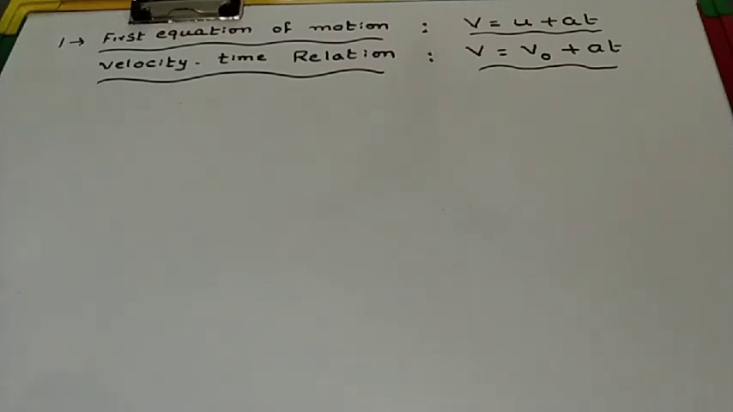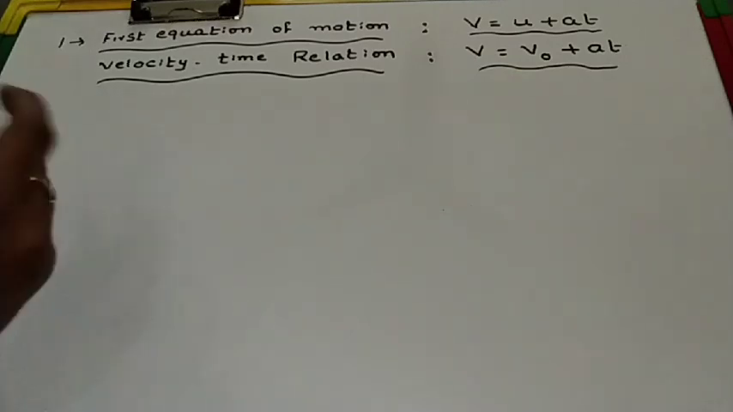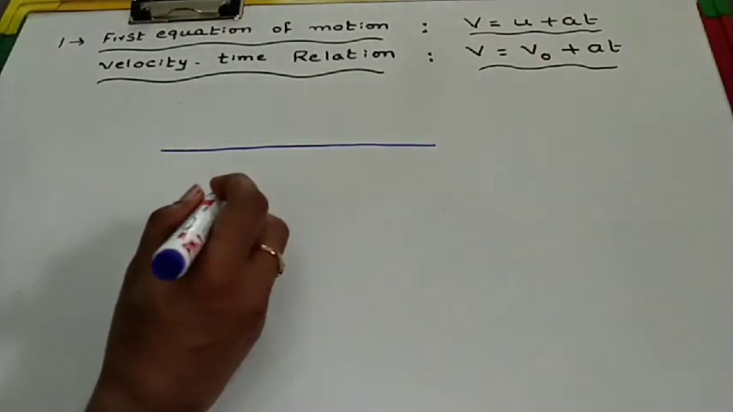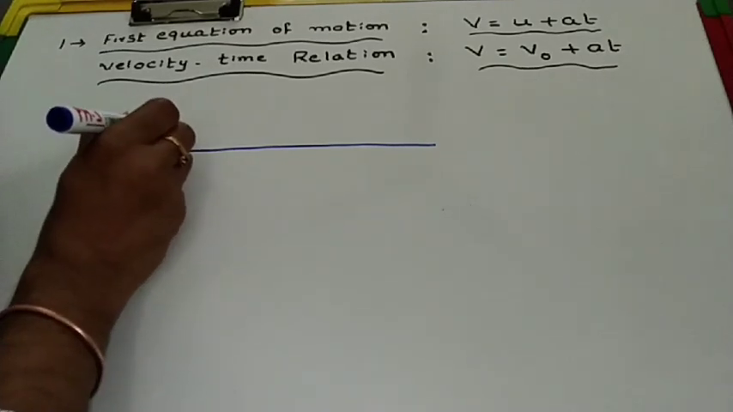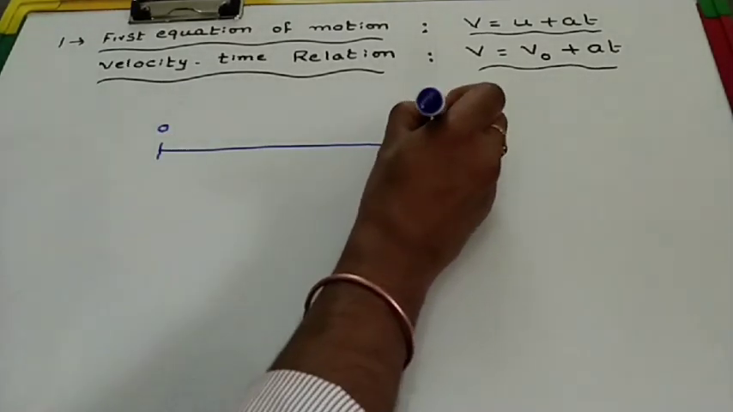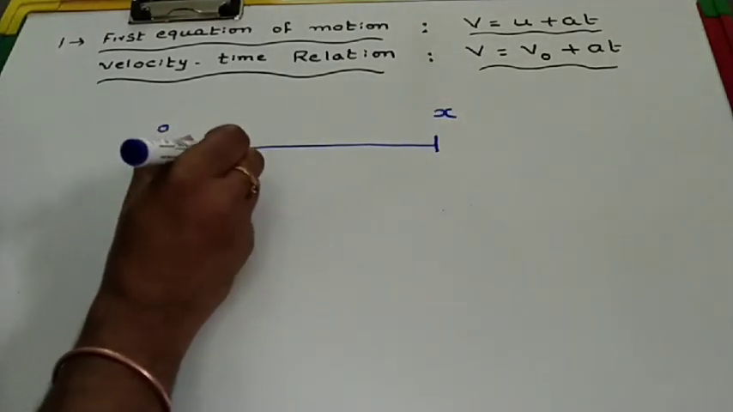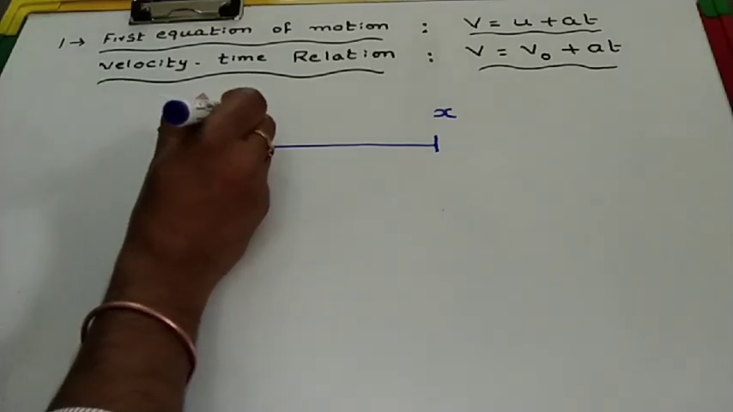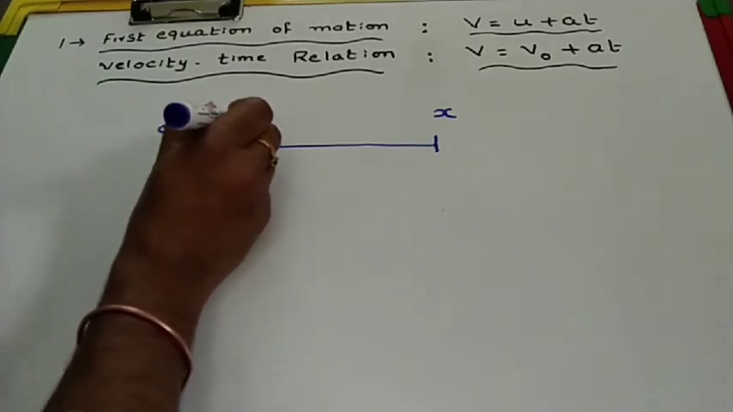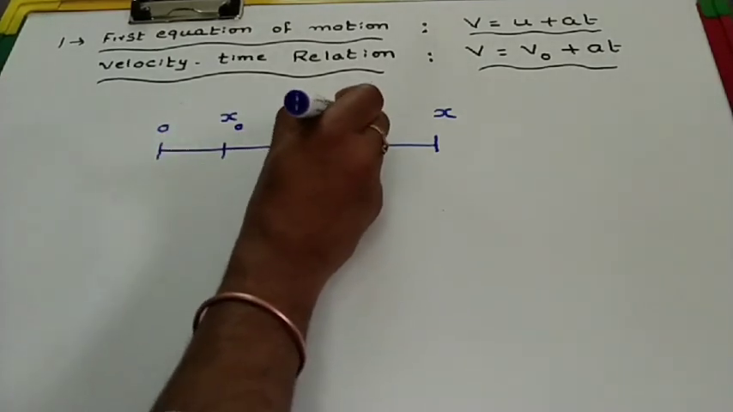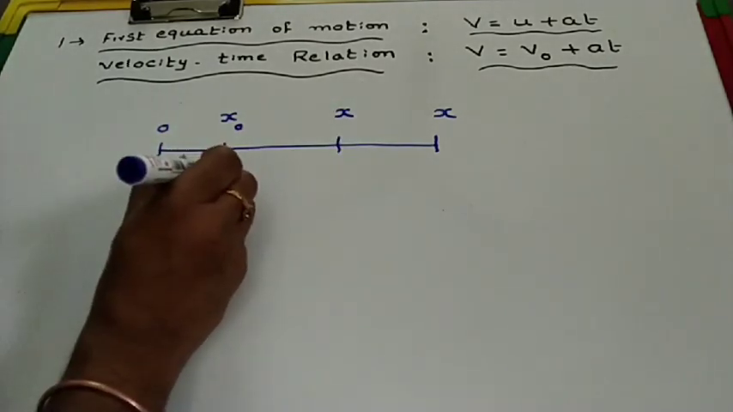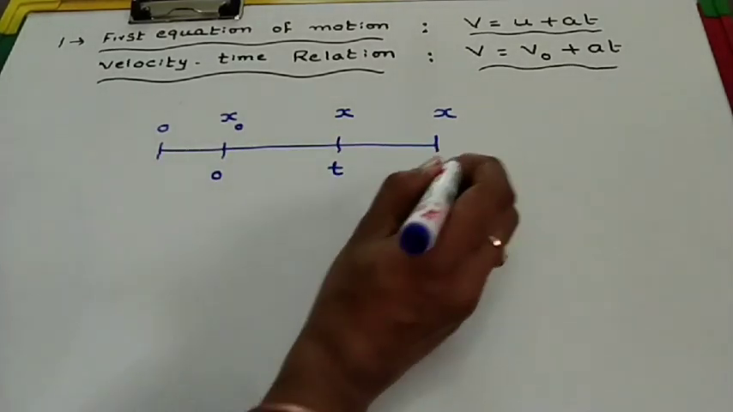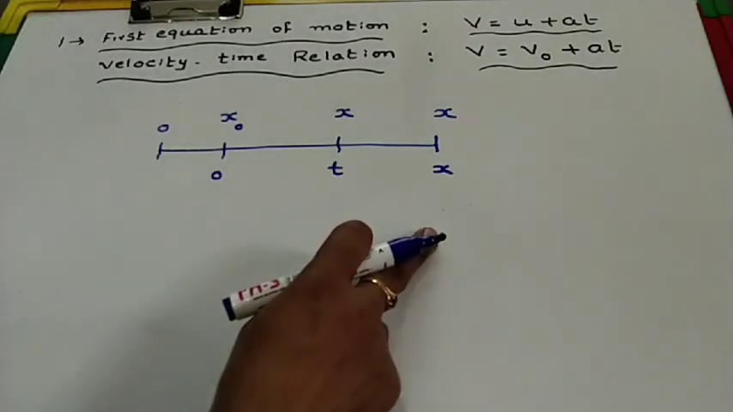Now, take here O, it is X, and consider 2 points. Here is X naught, here is X. It is at time 0, it is at time t. Consider it is X. Now, what is the difference between this X and this X?